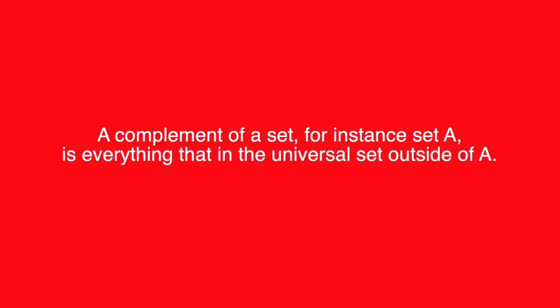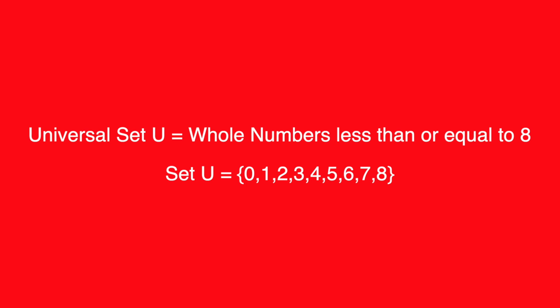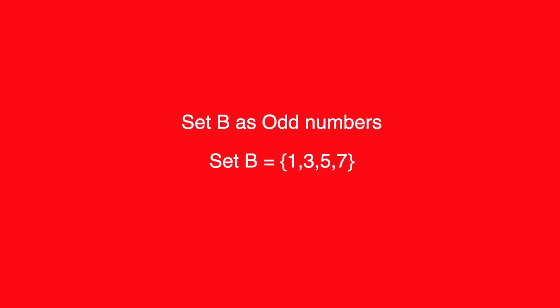Now if you define a set A, your set complement of A would be everything that is not in A, all right? Example, you have a universal set, let's say whole numbers less than or equal to 8. So that's A equals 0, 1, 2, all the way to 8, right? Now, let's say you have a set B, which is a subset of the universal set. That is odd numbers, so we're talking about 1, 3, 5, 7.